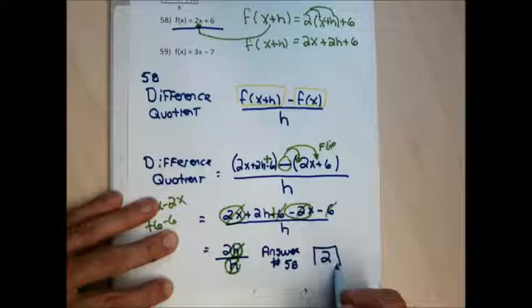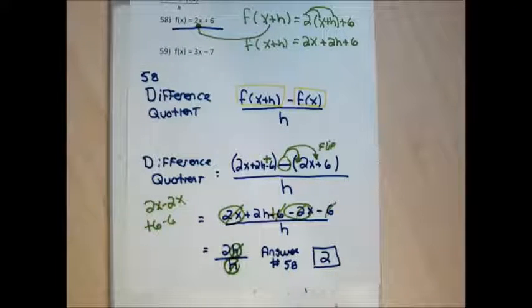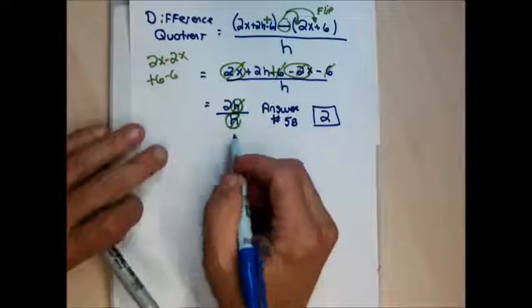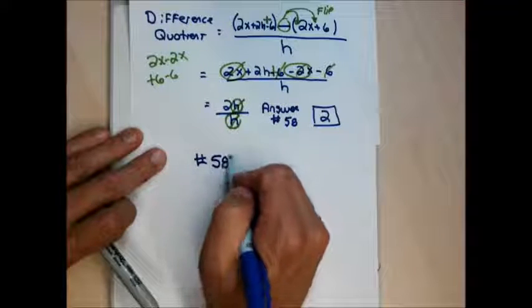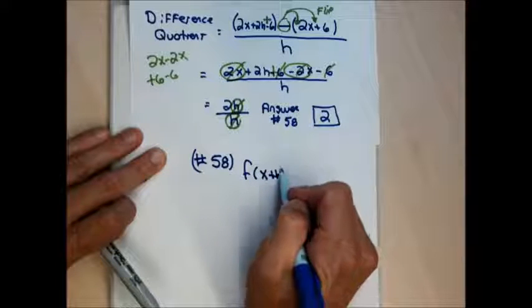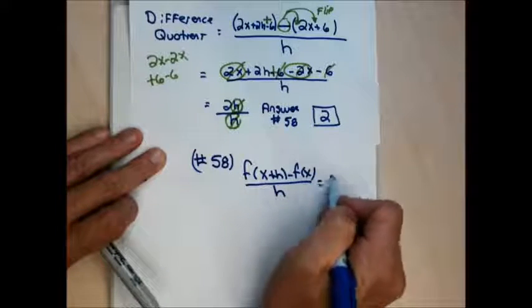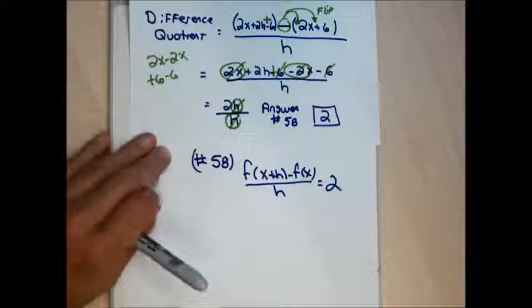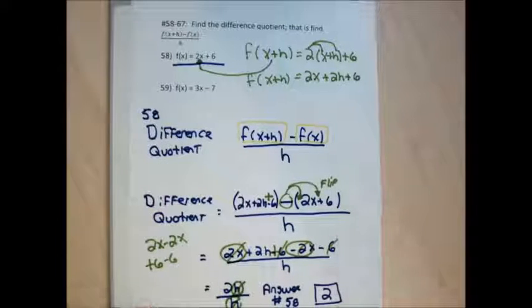I could write the difference quotient as 2, or I can say, for an answer, if I want it to be really nice for number 58, if I didn't want to just write the number 2 in a parentheses, I can say f of x plus h minus f of x over h equals 2. It feels like kind of overkill, but you certainly could do that. So your problem 59 should work similarly.